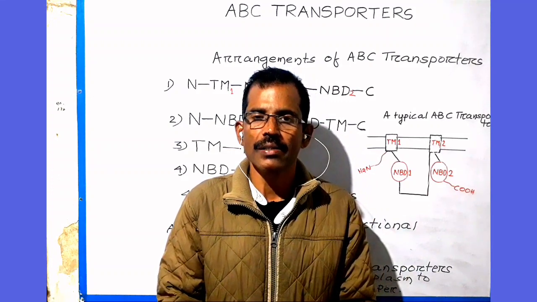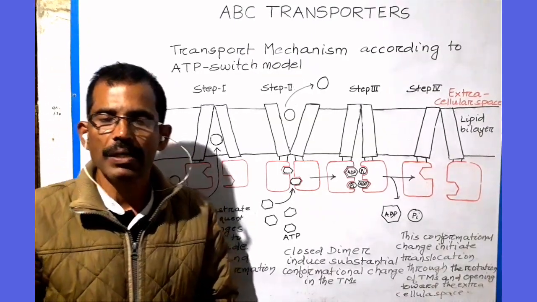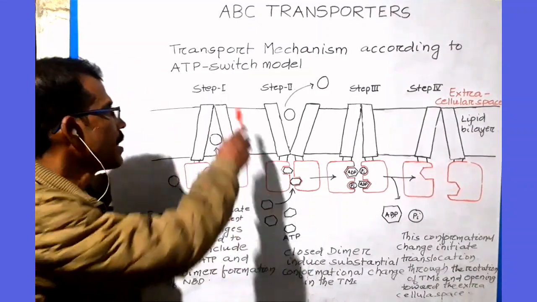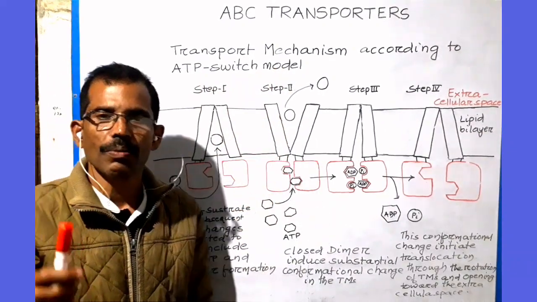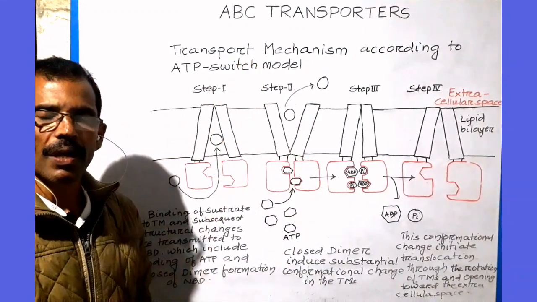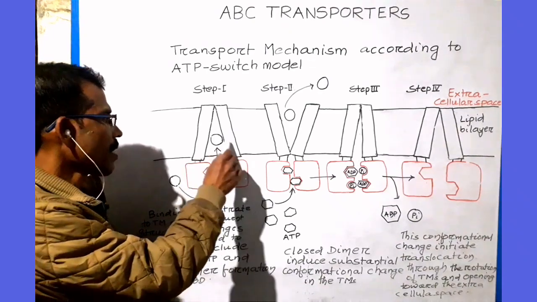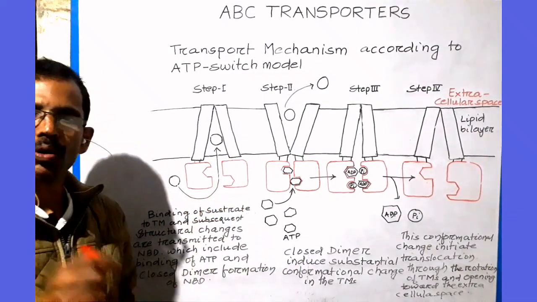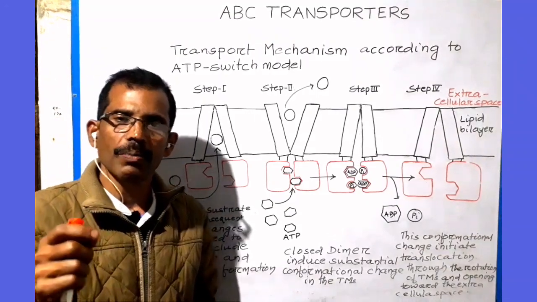Among various models that have been proposed to explain the mechanism of transport by ABC transporters, the ATP switch model provides a reasonable framework for the transport mechanism. According to the ATP switch model, during transport, repeated communications occur between the transmembrane domain and the nucleotide binding domain in both directions and involve only non-covalent conformational changes.